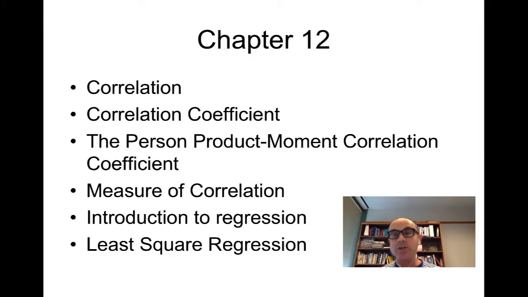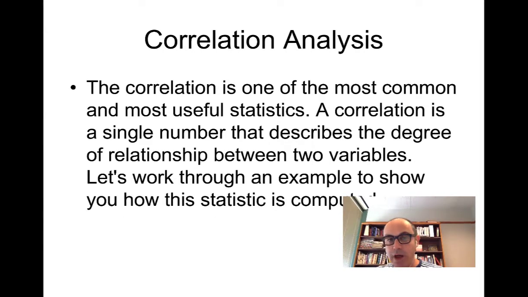Okay, so the next chapter that I want to start covering, and I want you to have some sense of it, and also apply in some way to hypothesis testing, is correlation. What is correlation? We're going to talk about the correlation coefficient, types of correlation, measures of correlation, and an introduction to regression and the least squares of regression. So, what is correlation analysis? The correlation is a single number that describes the degree of relationship between two variables.